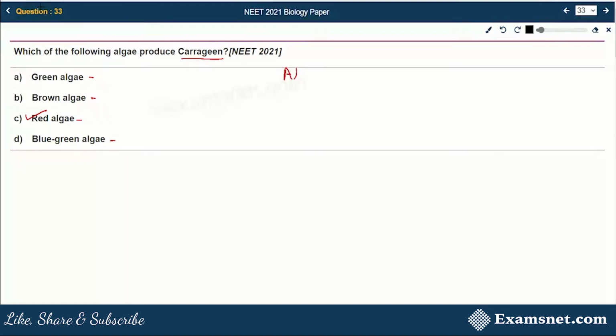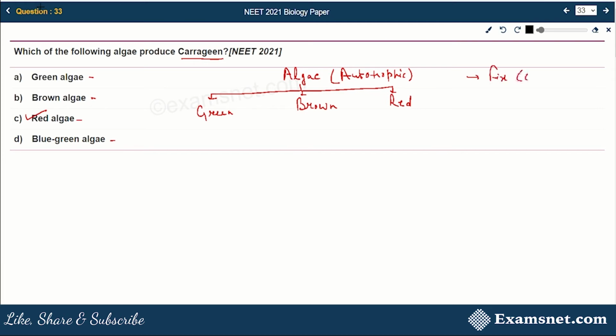Now what are algae? Algae are simple thalloid and photosynthetic or autotrophic organisms which are found largely in water. Now these algae are broadly classified into three types: chlorophyceae or green algae, phaeophyceae or brown algae, and rhodophyceae or red algae. Now the algae are very important because they are photosynthetic in nature, therefore they help in fixing carbon dioxide in the environment and they increase the amount of dissolved oxygen in their immediate environment.